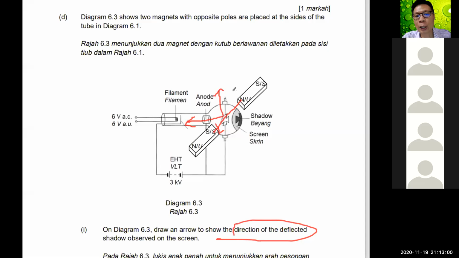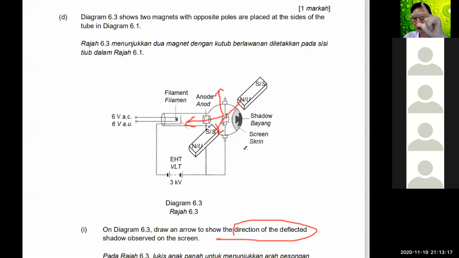So meaning the answer is here. You see, your first finger shows here, second finger, the current, goes there. So your thumb will point up. You have to practice, I cannot show you here because you cannot see. Okay, so practice. Use your left hand.